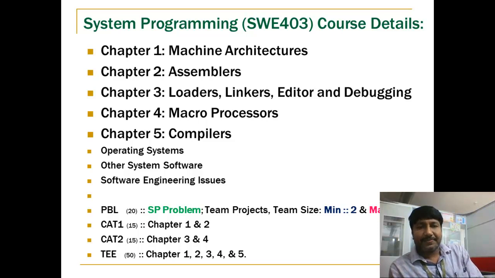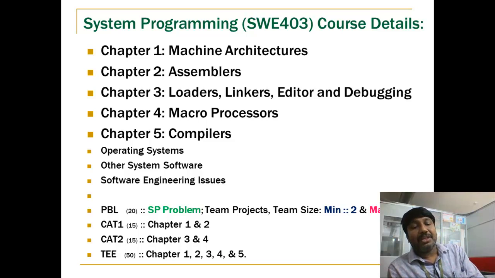CAT 1 portion is the first 2 units, machine architecture and assemblers. CAT 2 covers loaders, linkers, editors, microprocessors. The term examination, now we call it FAT, the final assessment test, will have all the 5 units. For PBL we have 3 reviews, review 1, review 2, review 3. You need to submit your review with a report. All members should attend. Then that will be considered as your internal marks.